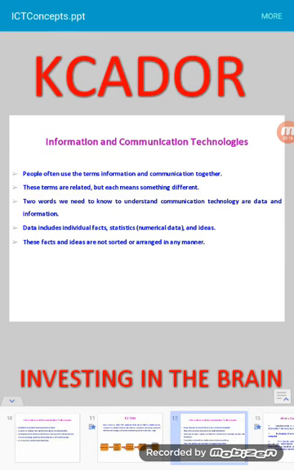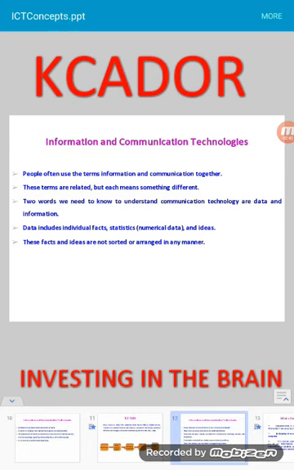People often use the terms information and communication together, but they are a bit different. These terms are related, but each means something different. For example, the two words we need to know to understand communication technology are data and information. Very important: number one, data, and number two, information.